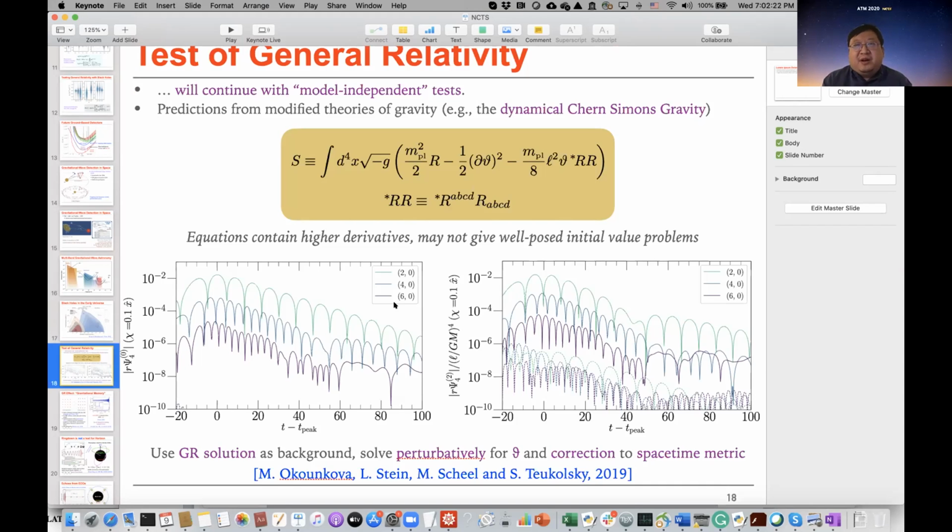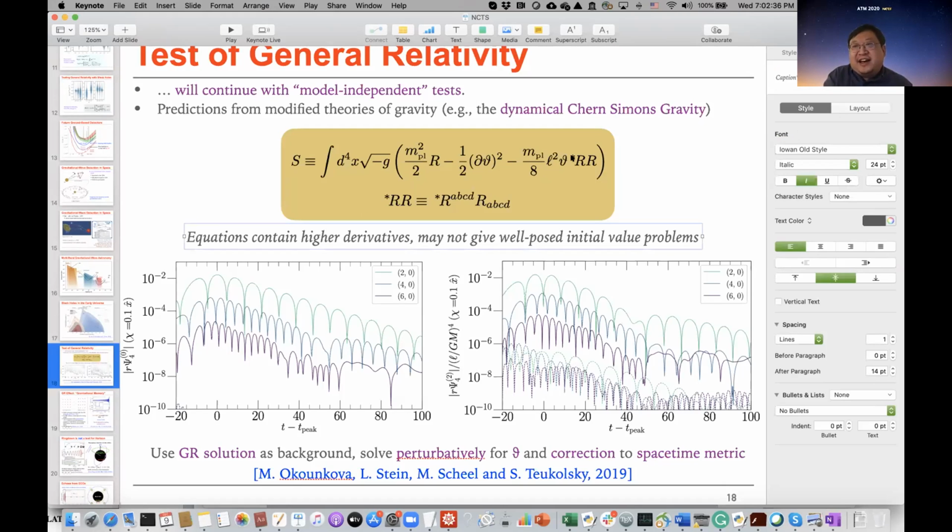So one example is the so-called Chern-Simons gravity, which I have listed here. It turns out it's a very interesting technical problem for people who are interested in learning about relativity, because if you add these higher derivative terms, these higher quadratic terms in the Riemann tensor, you actually get higher derivative terms in your equations of motion. And then you may not have well-posed initial value problems.